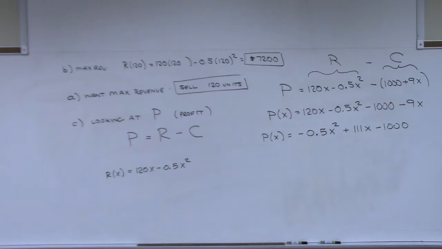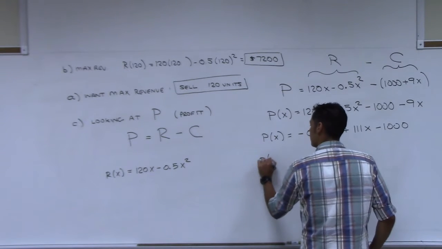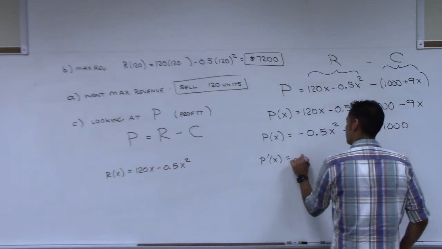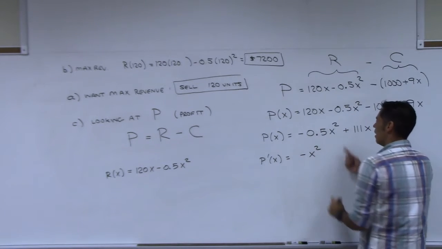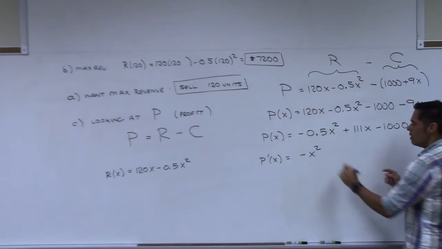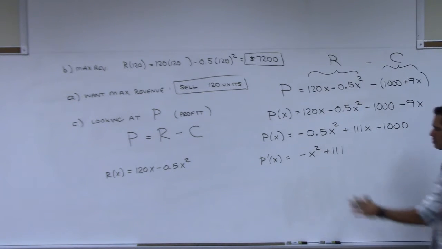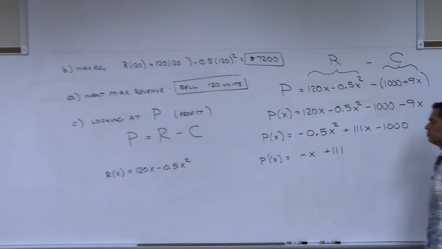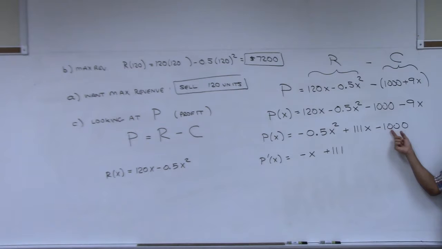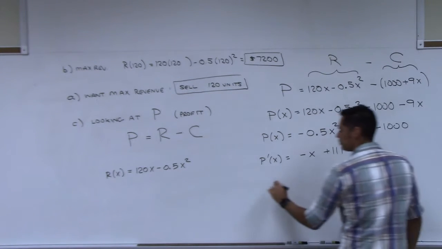So now what? Find the derivative, right? Set it equal to 0, test points, all this thing again, right? So the derivative of this is equal to negative x. That's what happens when the 2 comes down. And then plus 111. I don't know why I put squared, sorry. So the derivative of this is 111, the derivative of that is 0. Set that to 0.